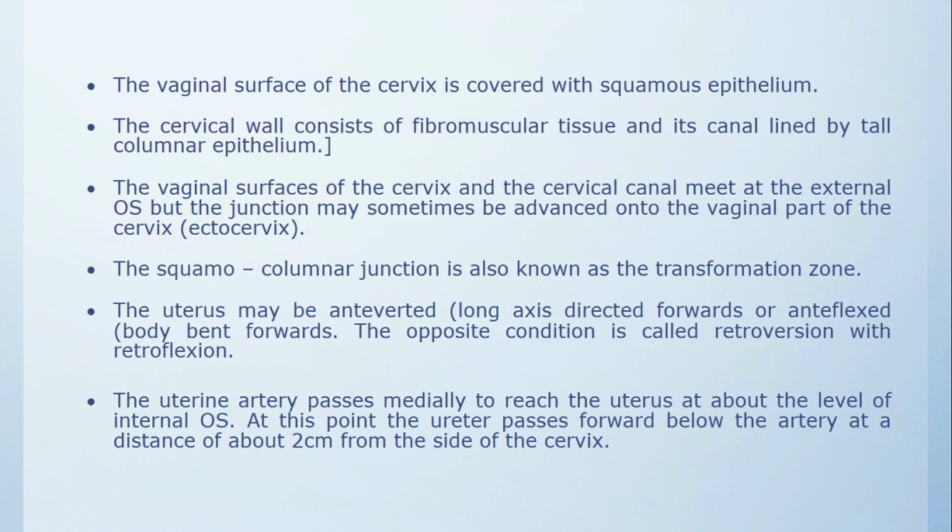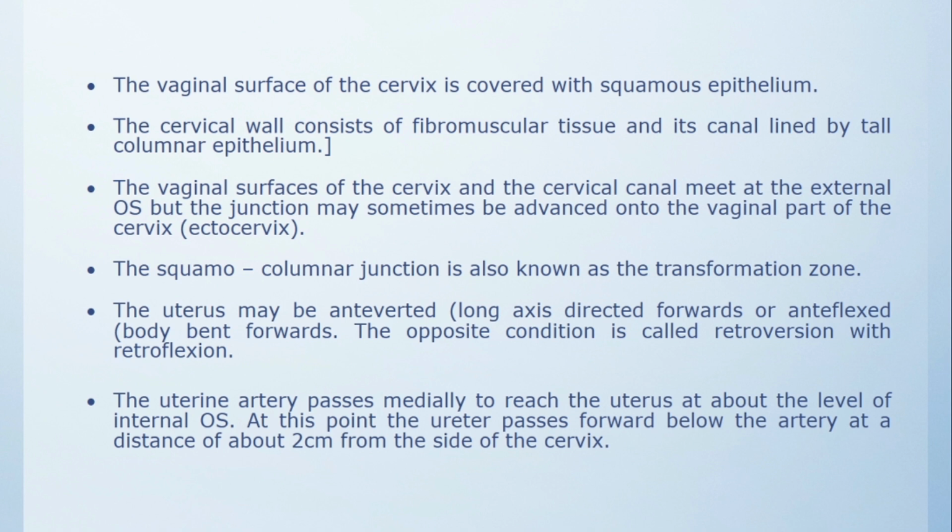Please note, two epithelia could be seen in the cervix uteri. In the supravaginal portion of the cervix, it is lined by tall columnar epithelium, and the vaginal aspect is lined by squamous epithelium. The junction at which the squamous epithelium meets with the tall columnar epithelium is called the squamocolumnar junction or the transformation zone. This zone is very, very important in the etiology of carcinoma of the cervix.